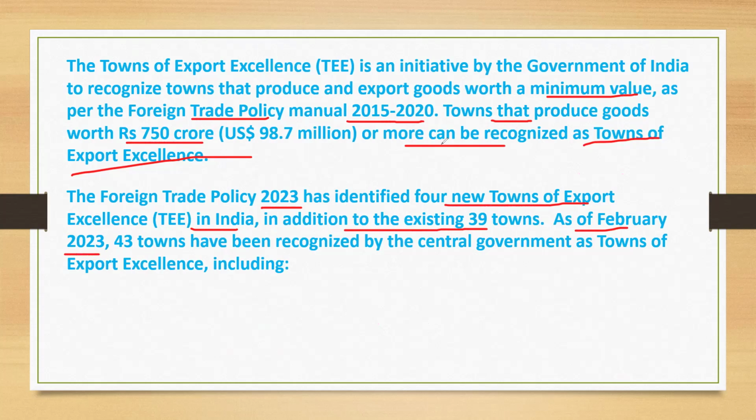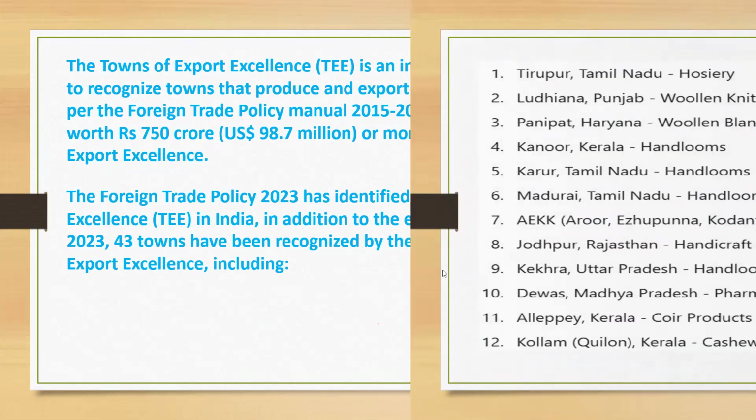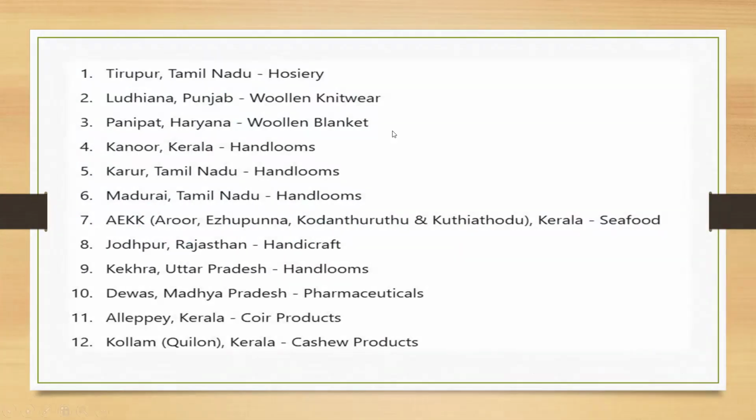Okay, and in the latest exam, a question was asked from here. We identify one of the four new towns of export excellence. So now we have a total of 43 towns of export excellence, and sometimes the examiner will ask which town is export excellence for this particular product. Okay, so these are the towns which are there.